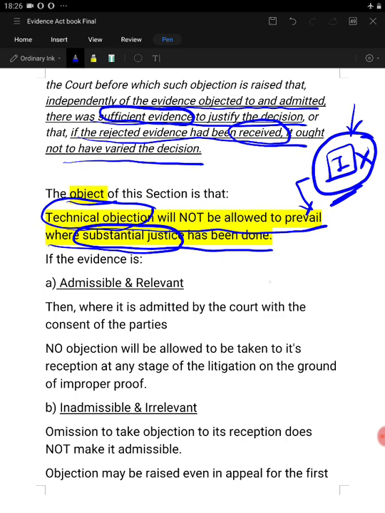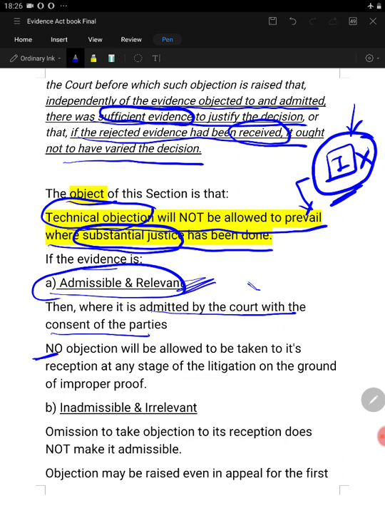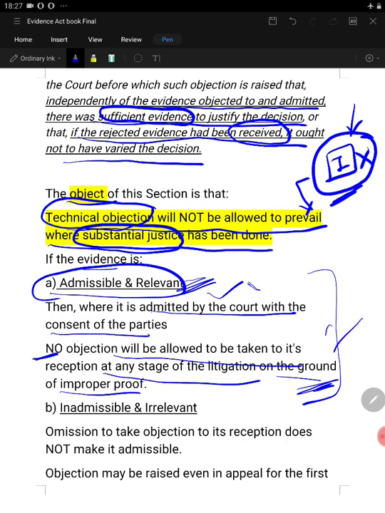Now, there are two cases. One case is that the evidence is admissible and relevant, and it is admitted by the court with the consent of parties. In this case, where evidence is admissible and relevant, no objection will be taken at any stage of litigation on the ground of improper proof. So, in case evidence is admissible and relevant, then even in the appellate court, objection cannot be taken that it was improperly taken, provided it was taken with the consent of parties.